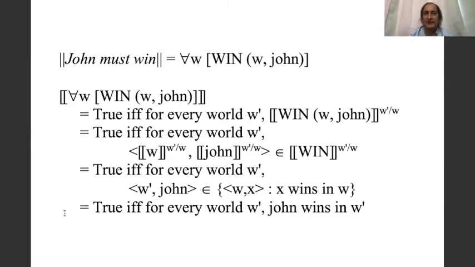We're going to do something very similar with must. I'm not going to step through this one in detail, but the details are up here on the screen if you want to look at them afterwards. We interpret John must win with a universal quantifier. It says in every world, win(John, W) comes out true. And in the end, that'll be having the following truth conditions. It'll be true if and only if for every world W prime, John wins in W prime.